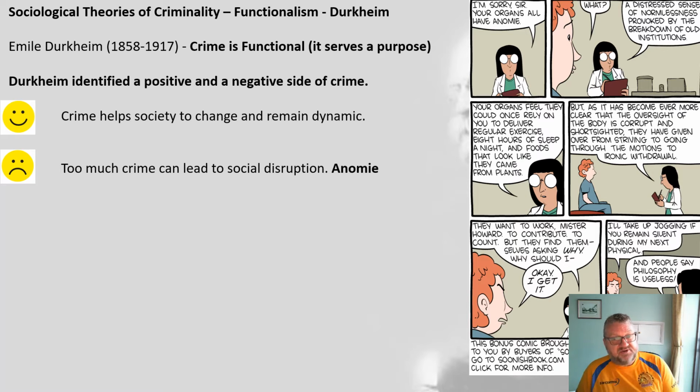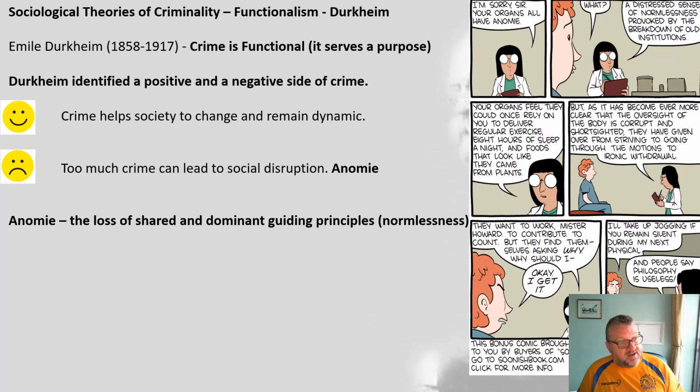And the phrase that's used by functionalists to describe that is anomie. And anomie is basically the loss of shared and dominant guiding principles. So it's normlessness. You've lost the norms of society, society has fallen apart. So the word anomie, make sure you are using that in any answer you're giving on functionalism, particularly Durkheim and Merton. Very important phrase.